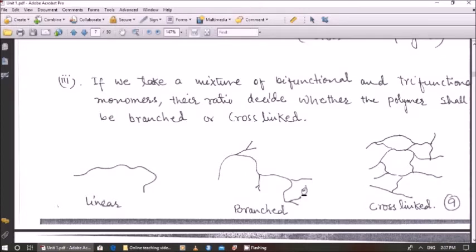So this is the difference between linear, branch and cross-link structure, and it depends upon the functionality of the monomer. If monomer is bifunctional, we will get linear polymer. If monomer is trifunctional, we will get cross-link polymer. And if we take two different monomer composed of bifunctional and trifunctional monomer, then it will become like this, branch or cross-link polymer.